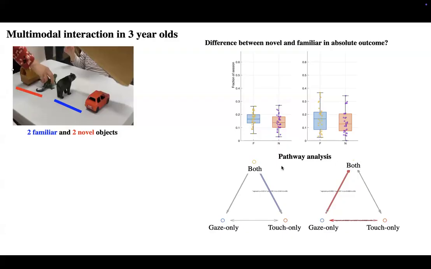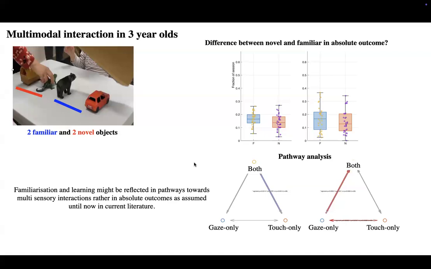And the interesting part here is that if you look at these results across experience, so across the time they have been interacting with the object, this pathway starts becoming more and more like the familiar pathway. So our conclusion here for now is that familiarization or learning might actually be reflected in pathways towards multisensory interactions rather than in absolute outcomes, as it has been assumed until now in current literature. But those paradigms were often, as I said, screen-based and constrained and not in a free play setting.